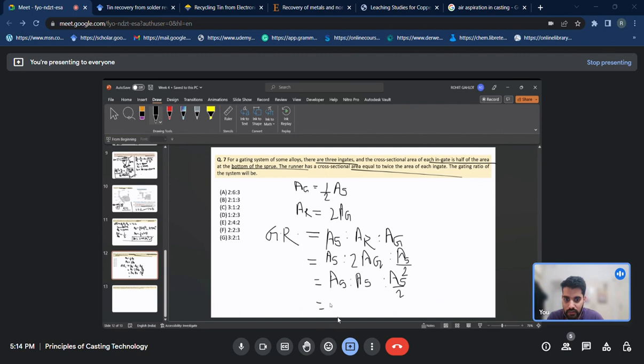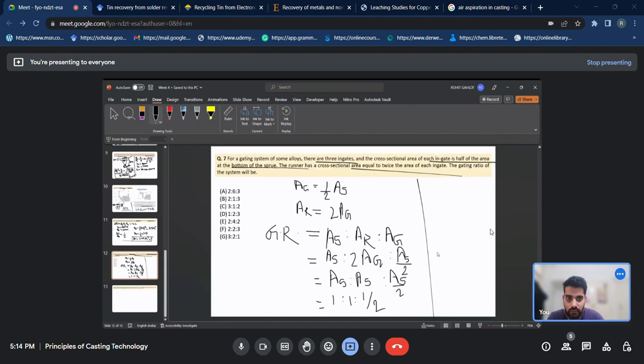So from here we will get it as 1 is to 1 is to 1 by 2, right? And then this can be converted into 2 is to 2 is to 1. So the majority of the people, or some of the people, will find that 2 is to 2 is to 1 is the answer. But what we need to carefully see is that for a gating system there are 3 ingates. So whenever this problem comes, you need to read carefully.